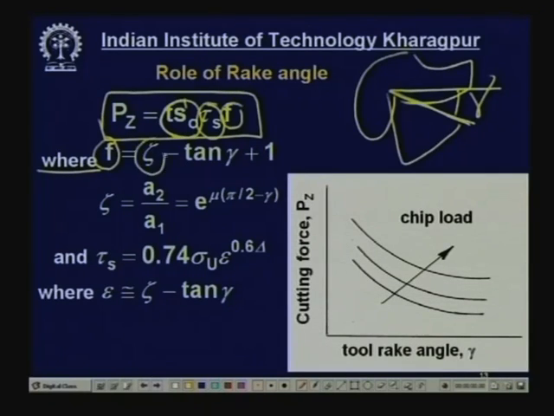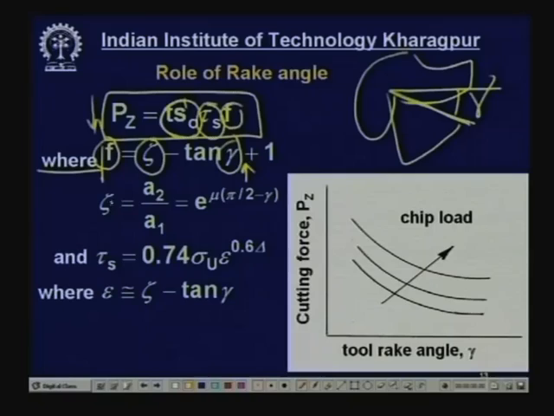What is zeta? Chip reduction coefficient. Gamma is the rake angle. So, if the rake angle is increased, then tan gamma will increase and F will fall. If F is decreased, the cutting force will decrease, so machinability improves. Now, besides that, what is zeta, the chip reduction coefficient? That is given by A2 by A1, that is, the actual chip thickness and the thickness of the chip before cut.